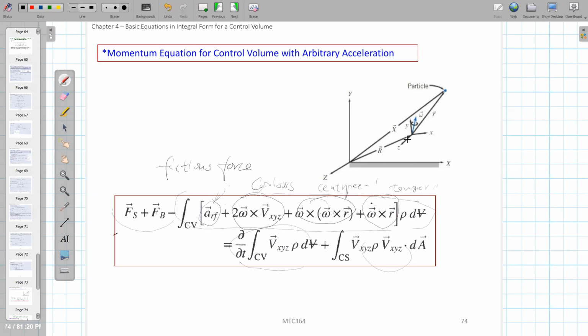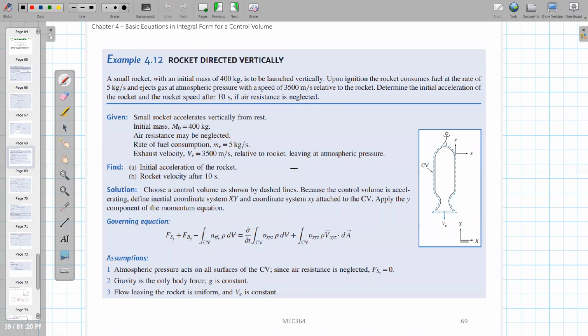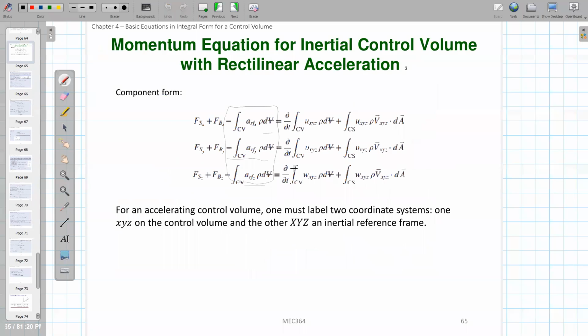This is just for you to know that if we try to define this momentum equation in a non-inertial frame, then on the left-hand side we need to include these fictitious forces due to the non-inertial behavior of the framework itself. All right, so I will stop here, and I will see you on Friday.